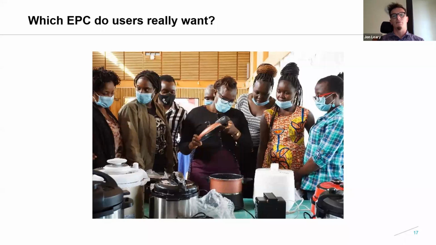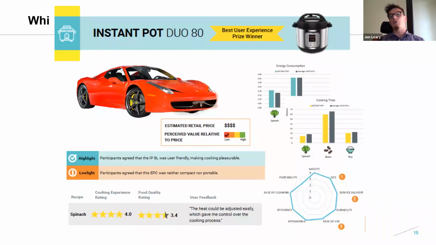The first is the Instant Pot. So this is like the Ferrari of electric pressure cookers. This one ticks all the boxes. It does everything that everyone wants, but the price is very high. So it's out of reach for most people, unfortunately.